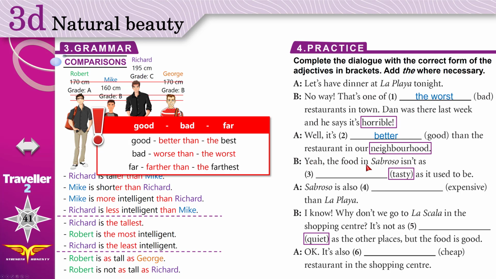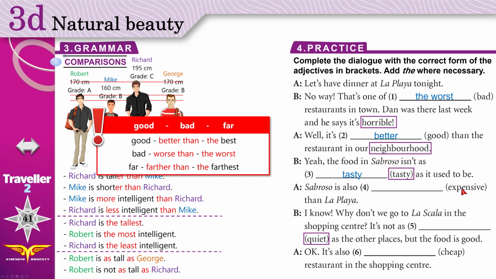Yeah, the food in Sabroso isn't as. We're using as here, so we must look here. Put the adjective, put as after. As is already written, so we will just put the adjective as it is. Tasty means delicious. Put it as it is. It isn't as tasty as it used to be, like in the past.